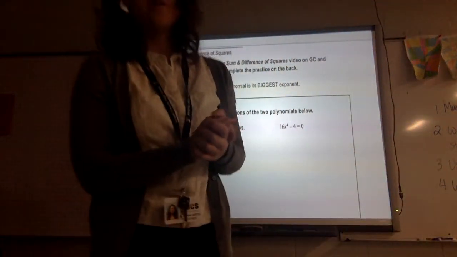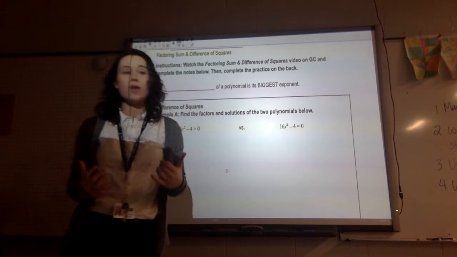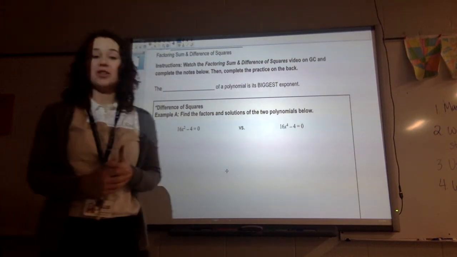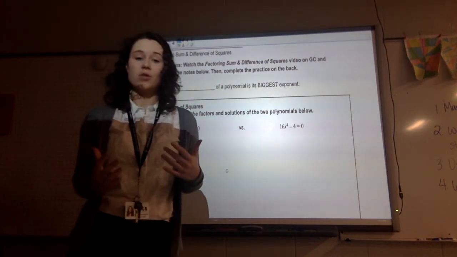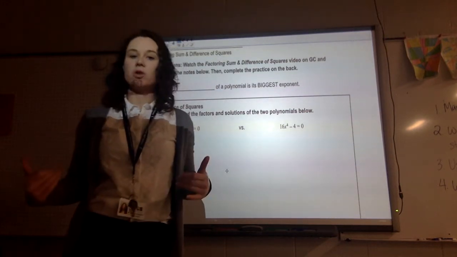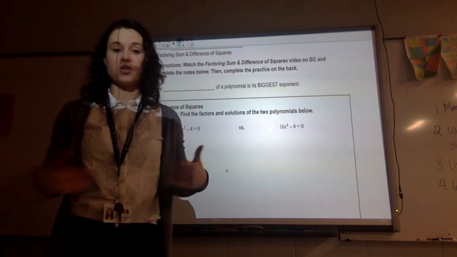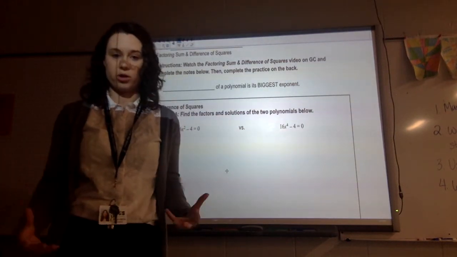All right, hello guys. So today we are going to continue factoring, but if you are a person who likes shortcuts, this is going to be the day for you because we are going to take a day or two and talk about what are some special cases that I can recognize where I don't actually have to draw out the X and do all the factoring. What are some shortcuts there?